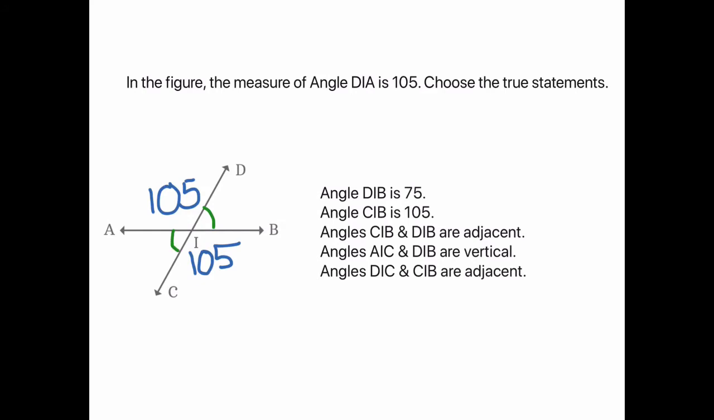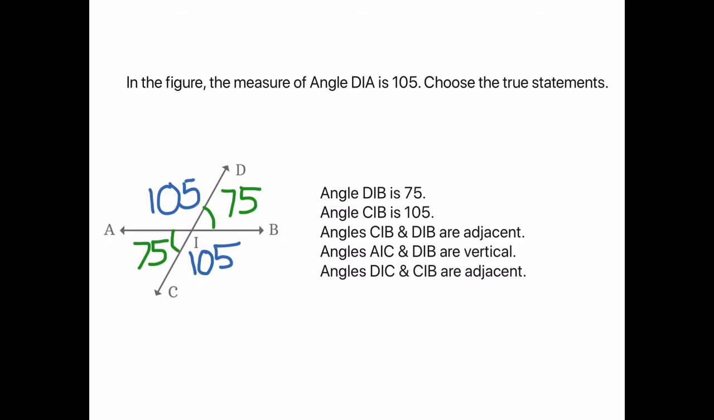to the 105. So I would take DIB and BIC are going to be supplementary, so they're going to add up to 180. So I would take 180 and I would subtract 105, and what I would get is that this angle is 75. And because that angle is 75, so is that angle. So now we can answer our questions here.